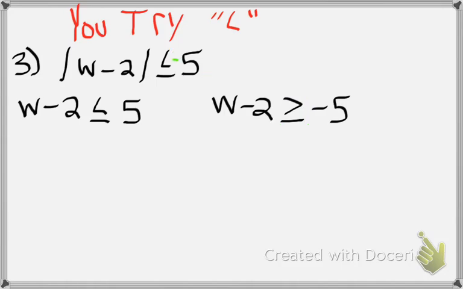As a side note, if this had already been -5, this would have been -5, and then when we made this +5 over here, we still would have flipped the inequality the same way. If you change the sign of what's out there, you flip the inequality. Alright, now solve both these.